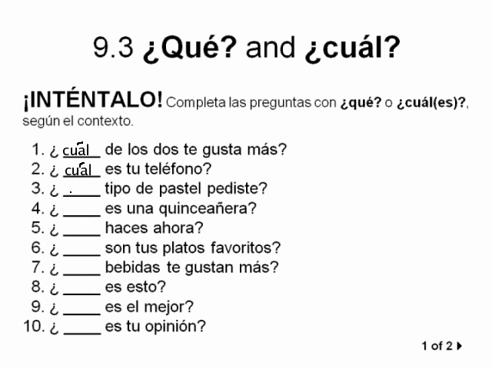The ones that have nouns with them, like this one, ¿qué tipo de pastel pediste? Tipo is the word for type, and that's a noun, the type. So that one would take que. Number 7 would also take que because bebidas is a noun, drinks. And then the rest of them, we're going to have to decide if they take que or cuál.